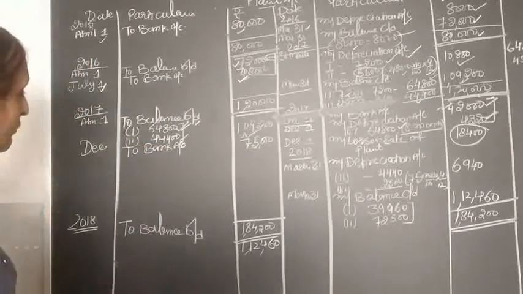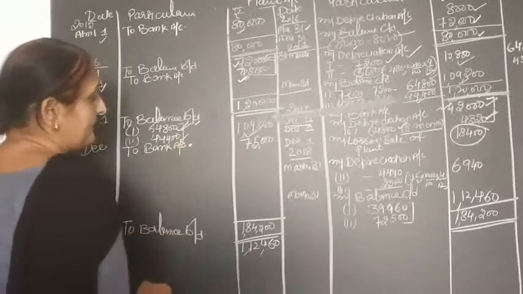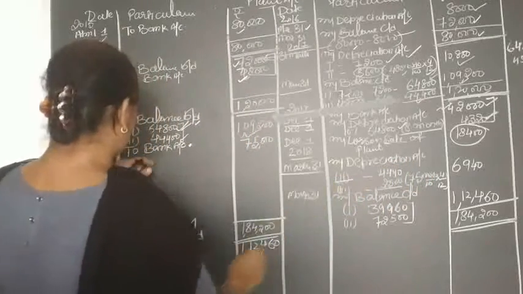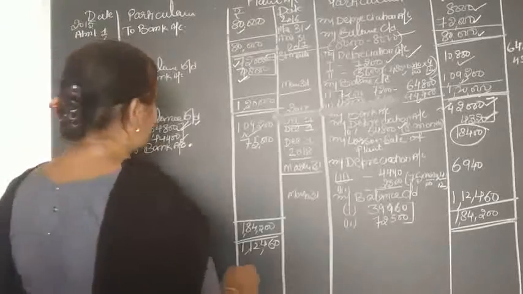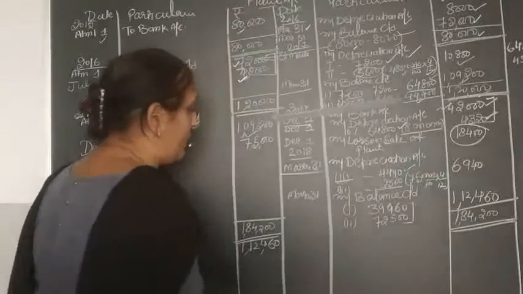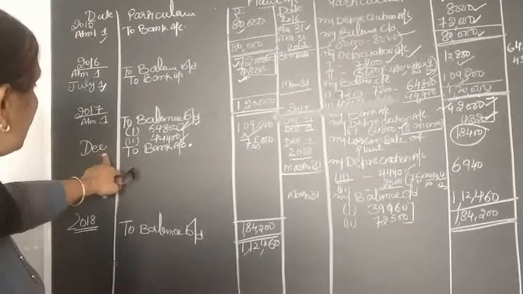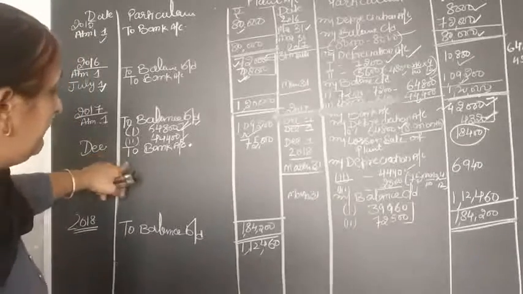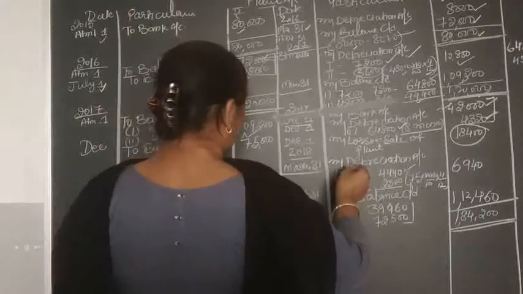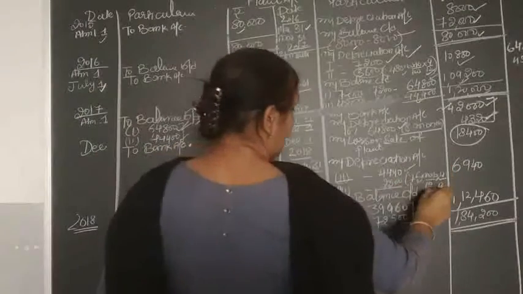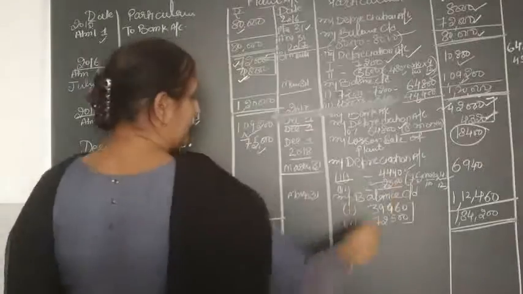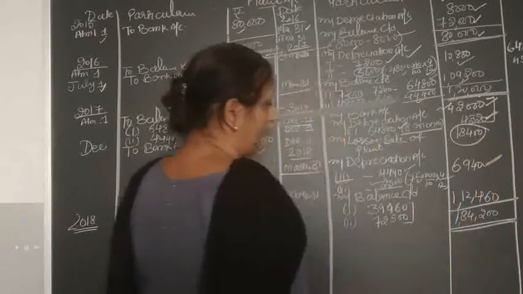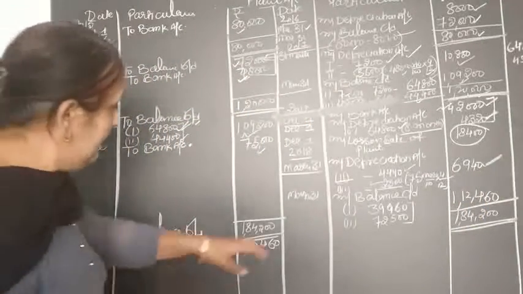अब इन दोनों प्लांट के ऊपर, सेकंड प्लांट और थर्ड प्लांट के ऊपर हम डेप्रिसिएशन लगाएंगे मार्च 31 को बाय डेप्रिसिएशन अकाउंट. सेकंड प्लांट के ऊपर बैलेंस का 10%, 44,400 का 10%, 4,440 and the plant which was purchased on December 1. So the depreciation will be provided for 4 months: December, January, February and March. So 75,000 into 10 by 100 into 4 by 12. The depreciation on the third plant is 2,500. Total depreciation 6,940.